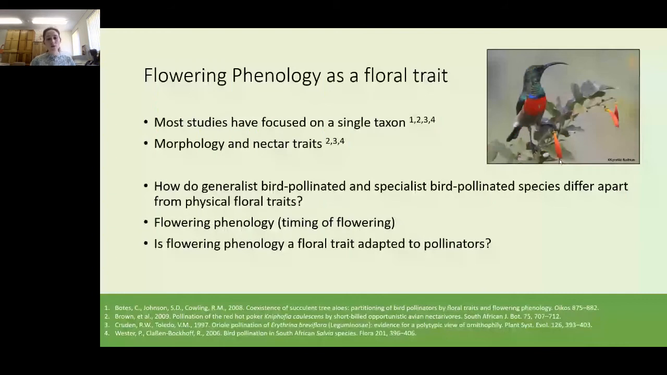So it's very important to consider multiple factors when studying the evolution of the mutualisms between birds and the flowers that they pollinate. And so far, most studies that have compared generalist and specialist bird pollination have focused on a single floral taxon, and they have mostly looked at the morphology of the flowers and birds and at the nectar traits. But are there other factors that are important in these mutualisms apart from physical floral traits? And could flowering phenology, which is the timing of flowering, be an important floral trait that is adapted to pollinators?